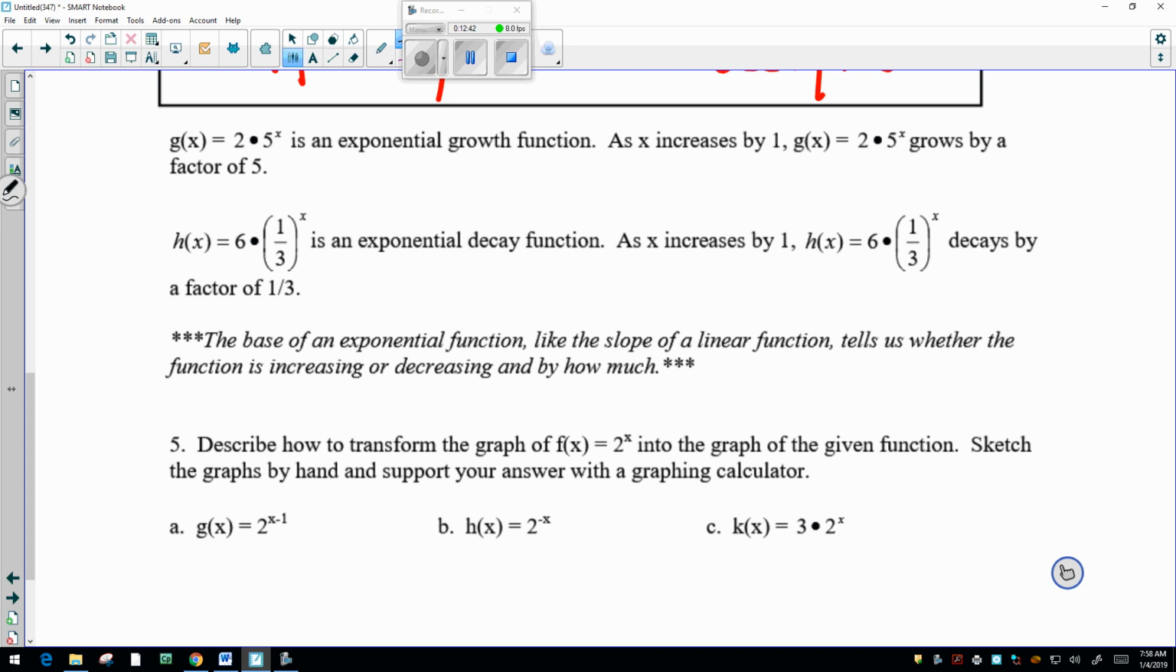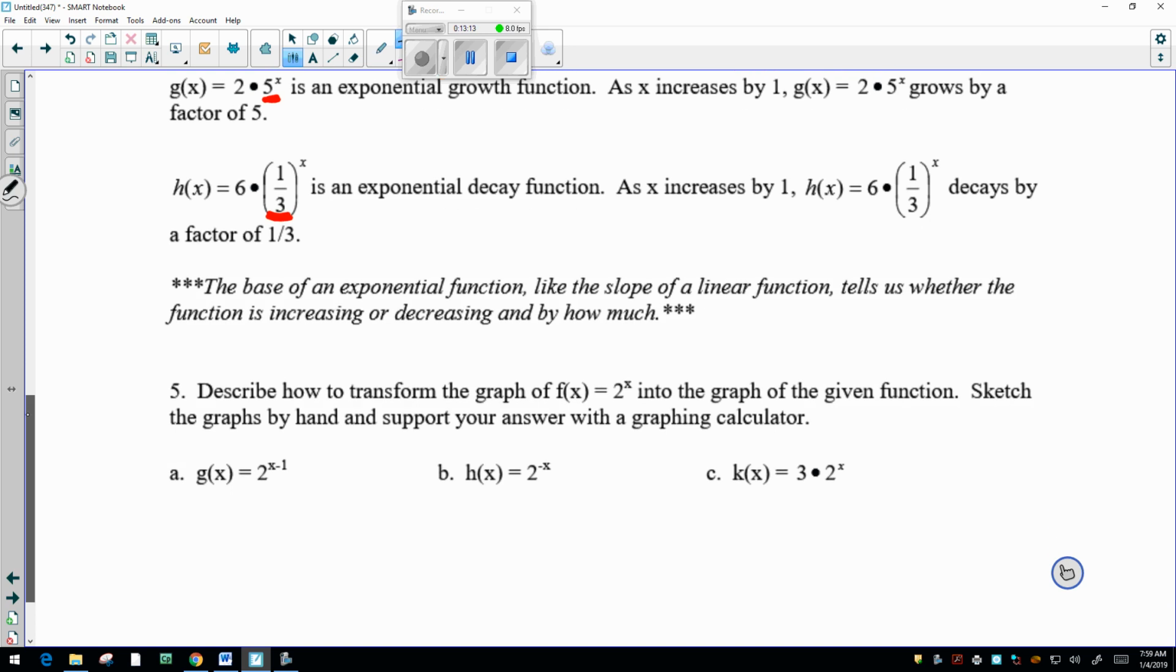This g of x function, it's a growth function because I can see the base is 5, 5 being greater than 1. It's going to grow by a factor of 5. That's its growth factor. If I take a look at h of x, now again I can see its base is 1/3. Since that's less than 1, in between 0 and 1, it's an exponential decay. And so I can see every time x increases by 1, it's going to decrease by a factor of 1/3. Okay, so let's try a couple of these.